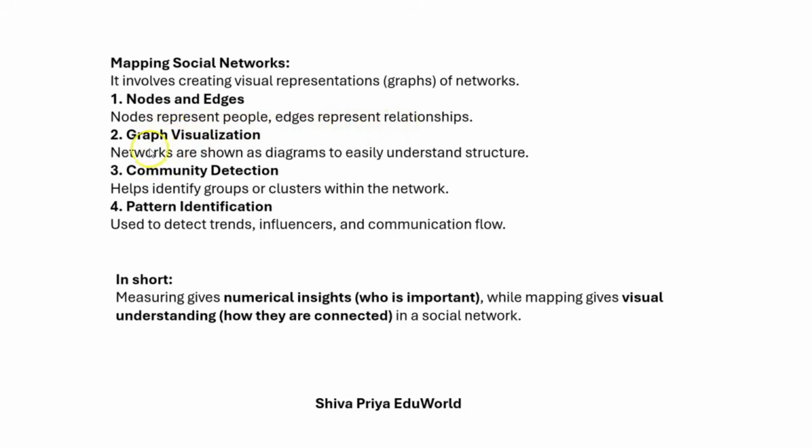Here, graph visualization. Networks are shown as diagrams, a clear graphical representation, to easily understand the structure of that network. Community detection helps to identify the groups or clusters within the network. And pattern identification is used to detect the trends, influences, and communication flow as well.